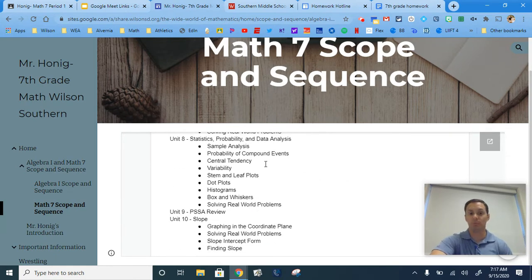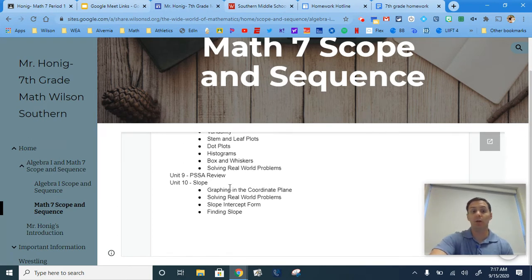That's where the kids are working on sampling, understanding what a random sample is, how to find central tendency, mean, median, mode, and range, looking at variability, which is consistency in data. This is all part of where they are in Unit 8. Unit 9 is dependent on what we have with state testing this year, so we'll see what PSSA actually will do. And then we finish up with slope, so graphing lines in slope-intercept form. That's y equals mx plus b.